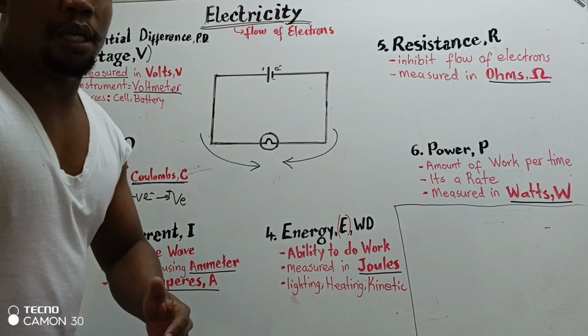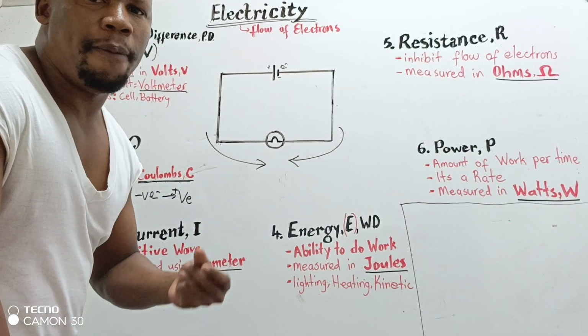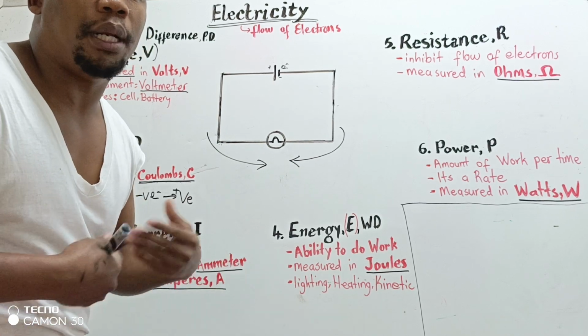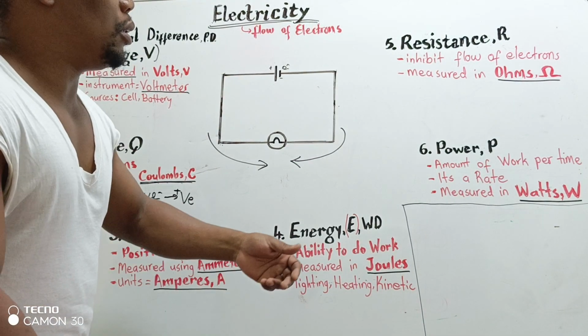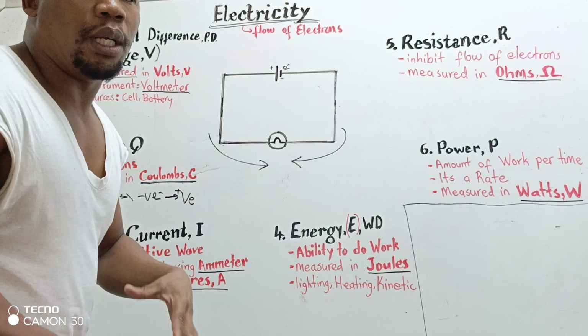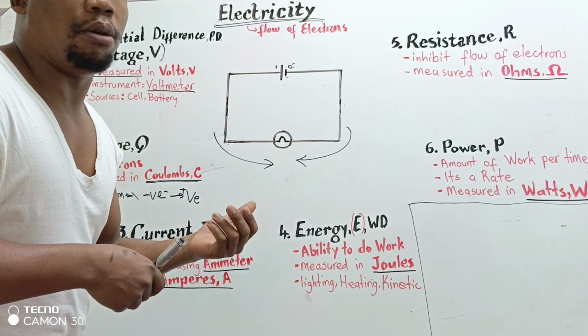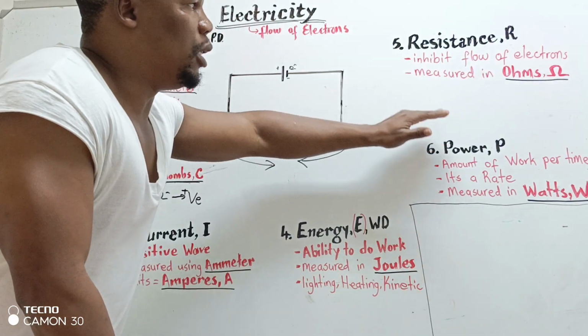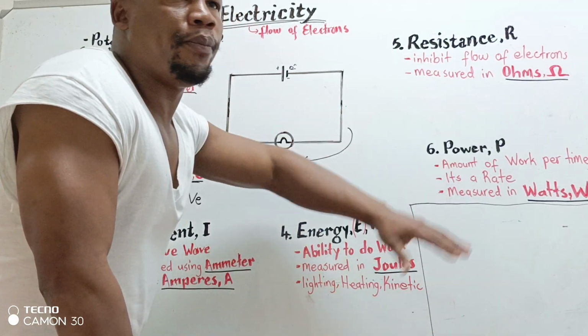The other important thing you need to know is that these electrons don't just flow freely around the circuit. They experience resistance. They experience inhibition. That inhibition to the flow of electrons is what we call resistance. It's abbreviated as R, and is measured in ohms.